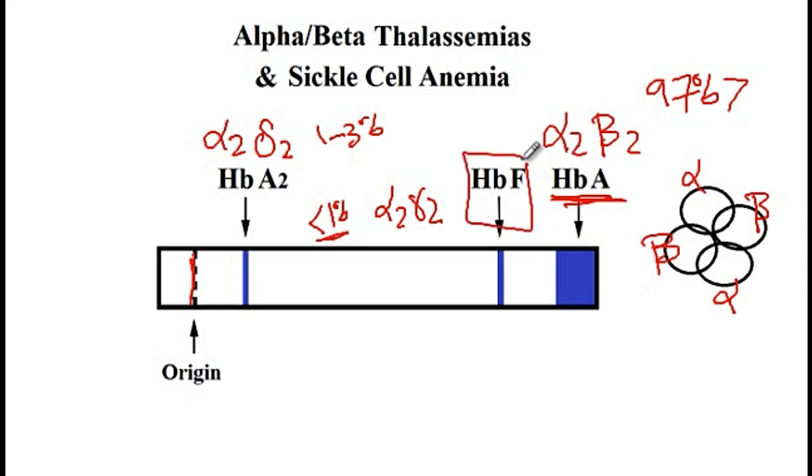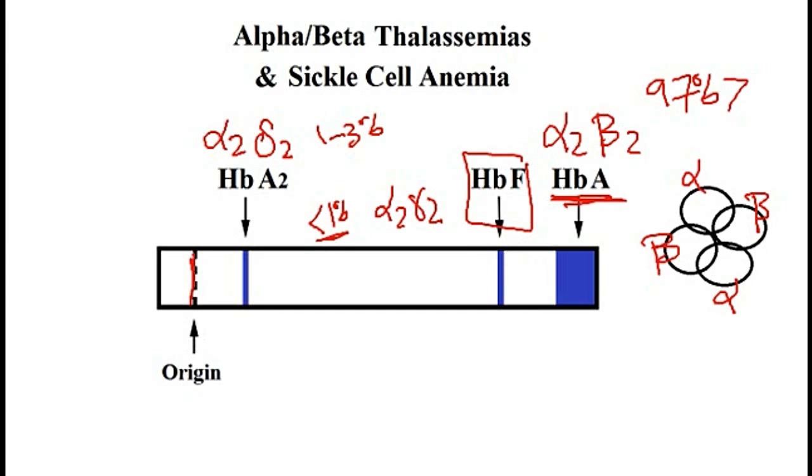Fetal hemoglobin, as the name implies, is the hemoglobin present during fetal life. But after the child is born, after the first 6 months, when the hemoglobin F lifespan is over and these hemoglobins are destroyed, the only hemoglobins left are predominantly hemoglobin A and then hemoglobin A2. And there is some minimal production of hemoglobin F during adult life.